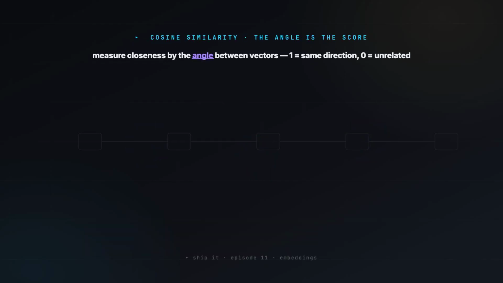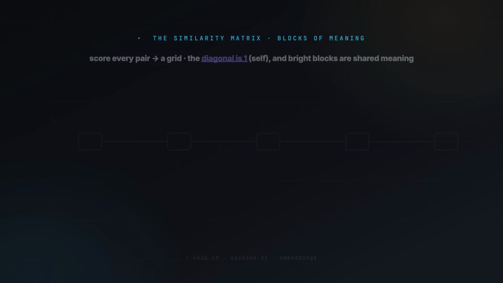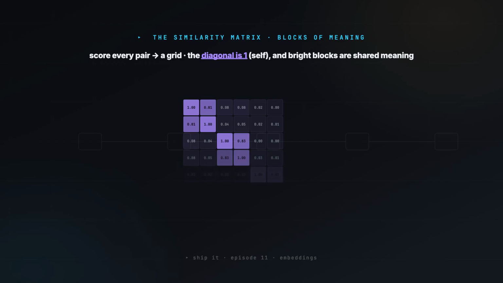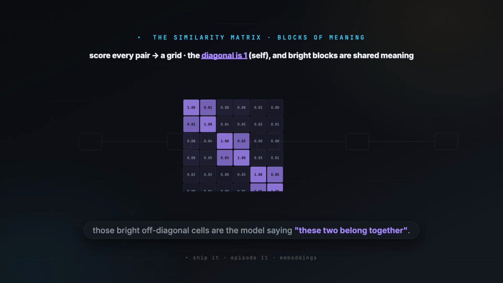Once everything is a point, similar becomes close, and you measure closeness with the angle between two vectors. That's cosine similarity, 1 when they point the same way, 0 when they're unrelated, and it ignores how long the vectors are, so a short sentence and a long one compare fairly. Do that for every pair and you get a similarity matrix, a grid where each cell scores how related two sentences are. The diagonal is always 1 because every sentence is identical to itself. The bright off-diagonal cells are where the magic lives. That's the model telling you which sentences are secretly about the same thing.